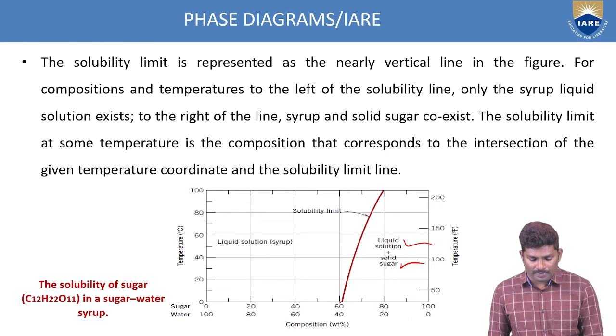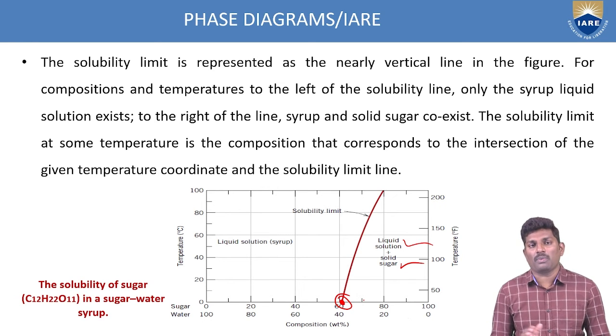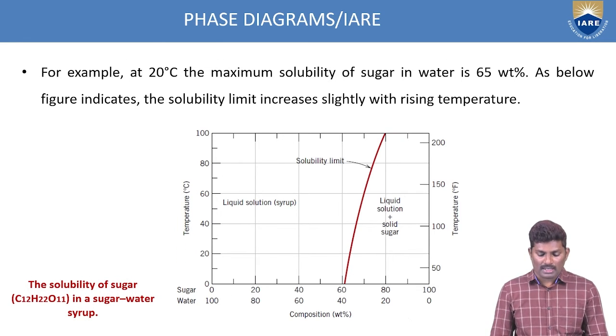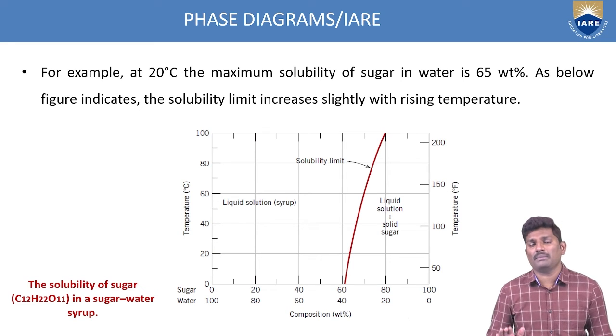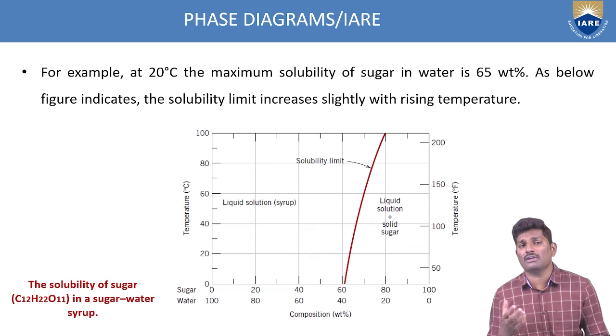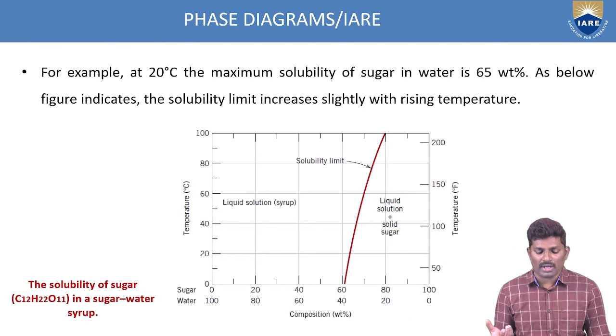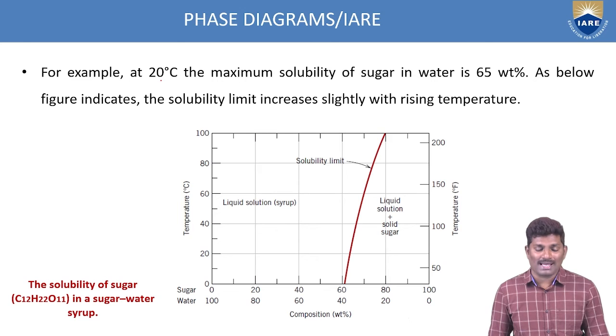And also the intersection. Where is the intersection here? The intersection of the given temperature with the coordinate. So here it is being intersected. This point is called the maximum solubility limit. So this is how you can identify at what point the solubility limit for sugar with respect to water weight percentage is. And if you want to know, at some temperature, what is the value of the solubility limit, how to identify it? Here you have an example. For example, at 20 degrees centigrade, the maximum solubility limit of sugar in water is 65%.